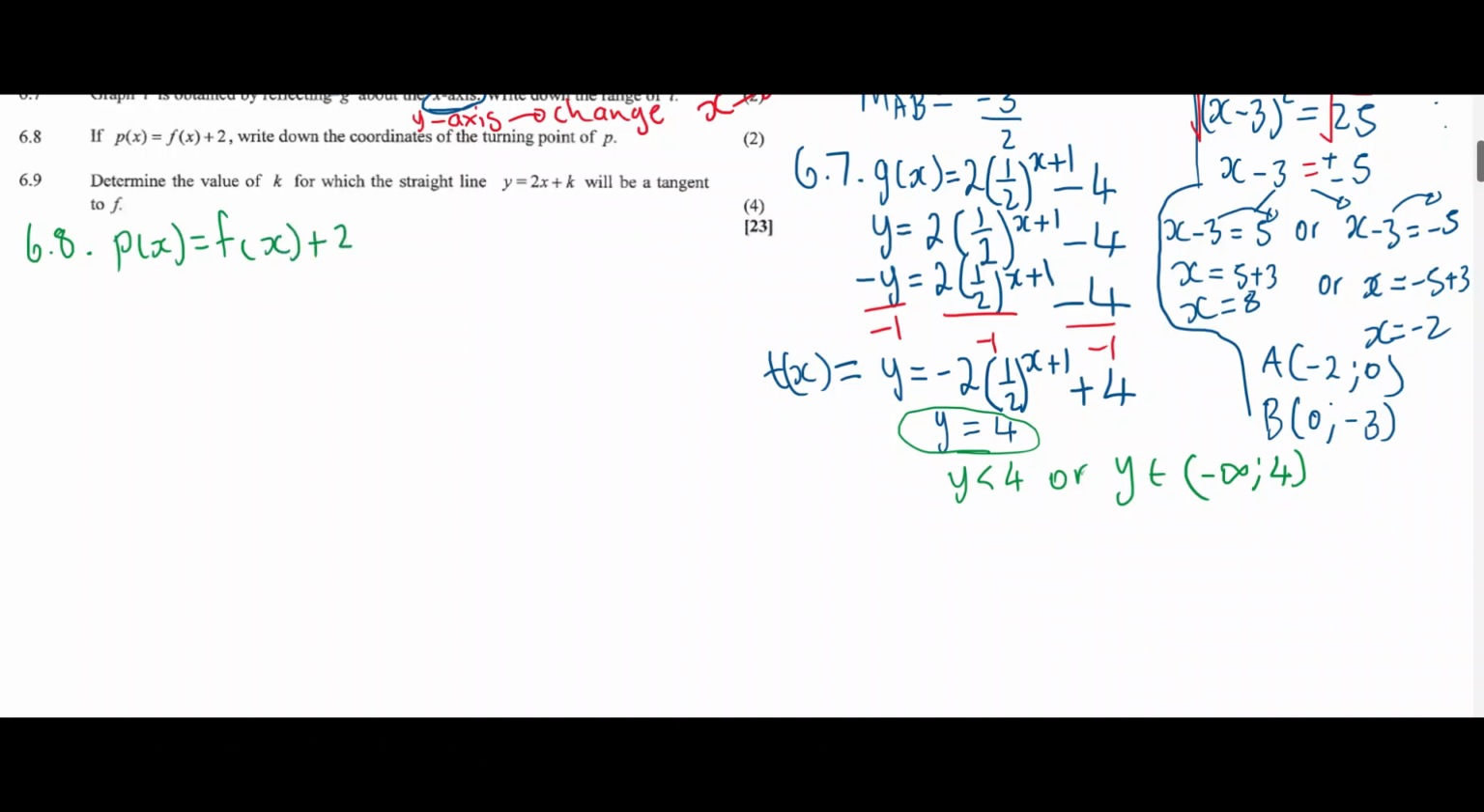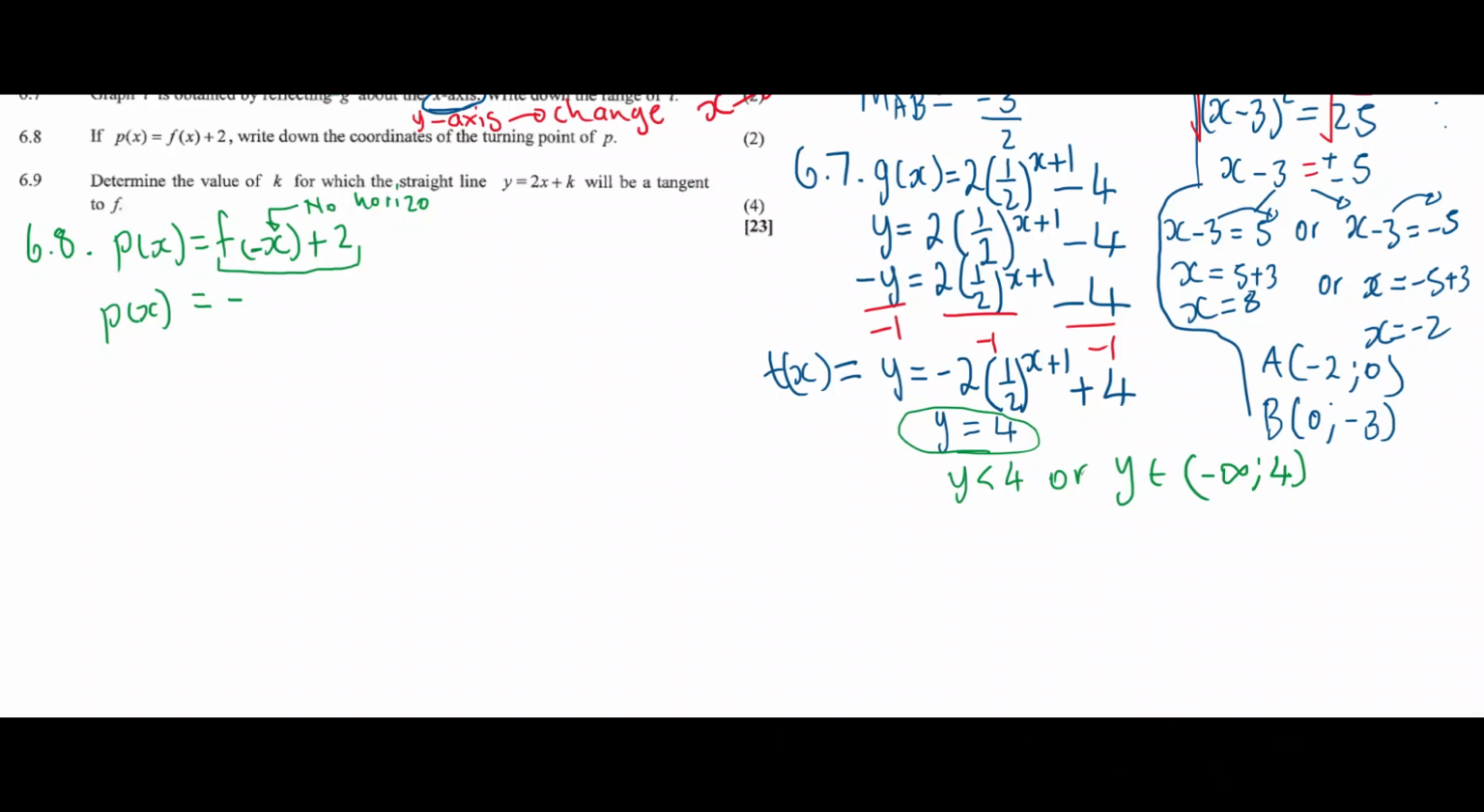So p of x here is just the function f of x plus 2. So what is the function f of x? Remember, f of x was just that function there. So what is this if we analyze it? For me, because I'm not seeing anything changed inside the brackets, it means that there's no horizontal shift.